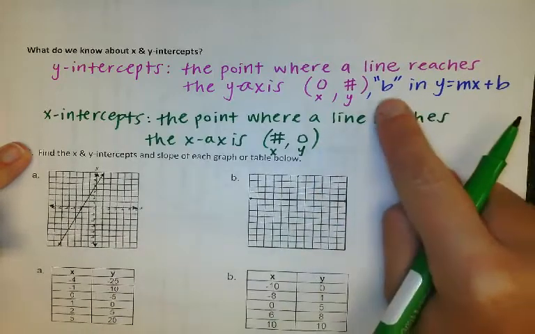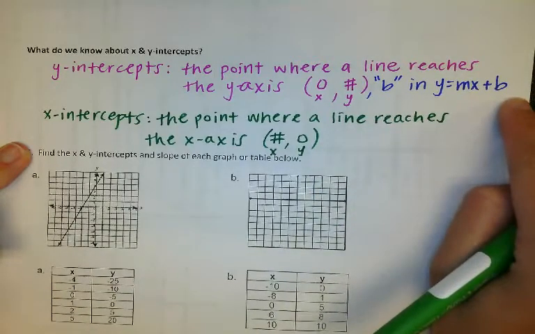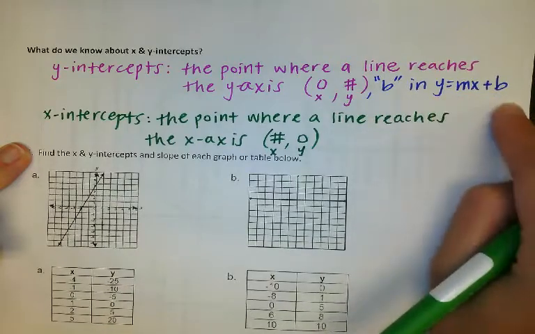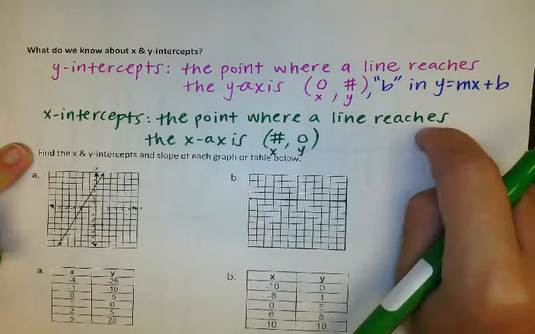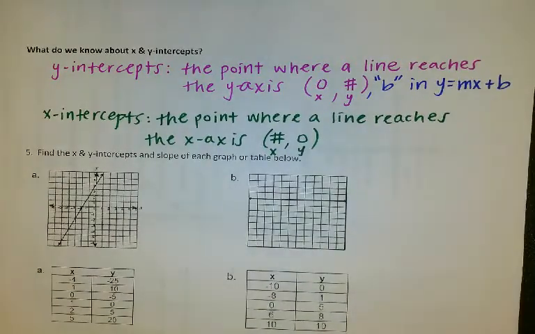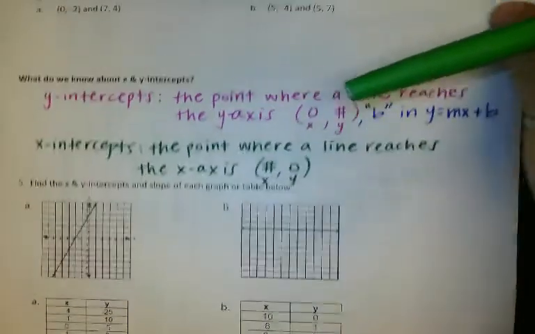Okay, you know before we said b is the y-intercept. Well, if we're in slope-intercept form, we can't tell what the x-intercept is. So we'll get to that at the end of this video and talk about what our options are for finding it. Okay, let's look at some examples here.